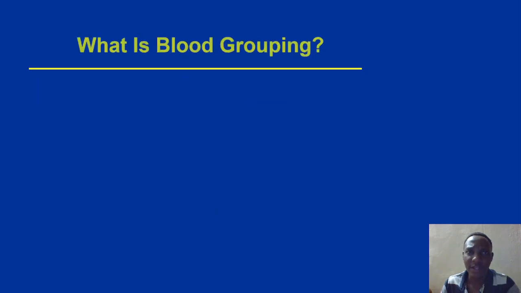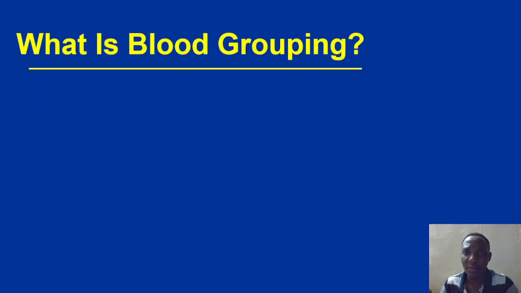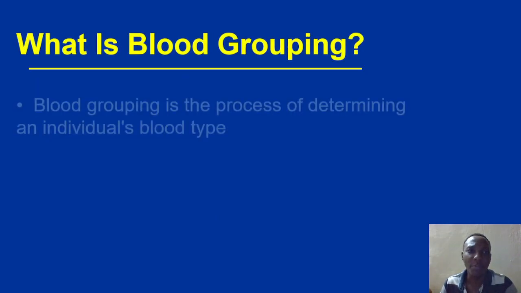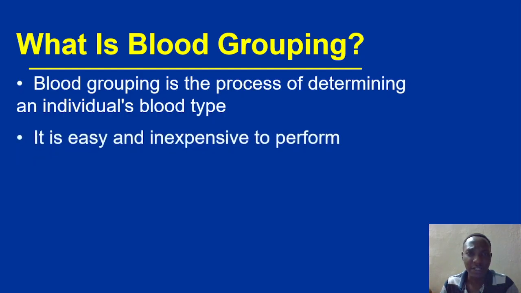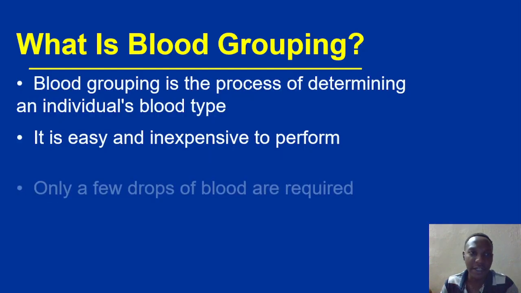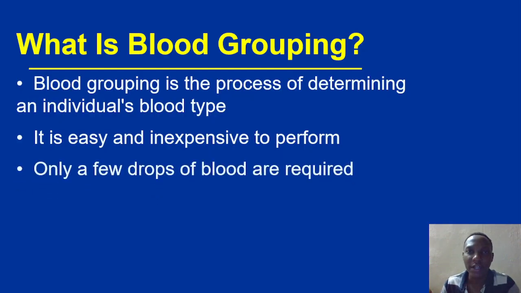So let's start with what blood grouping is. Blood grouping is just the process of determining an individual's blood type. When you try to identify a person's blood type, that is what we call blood grouping. It is a simple and inexpensive experiment to perform to obtain the individual's blood type, and only a few drops of blood are required to carry out the experiment.